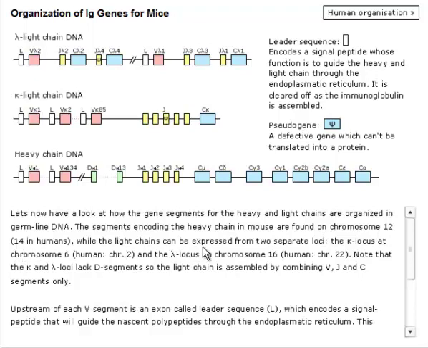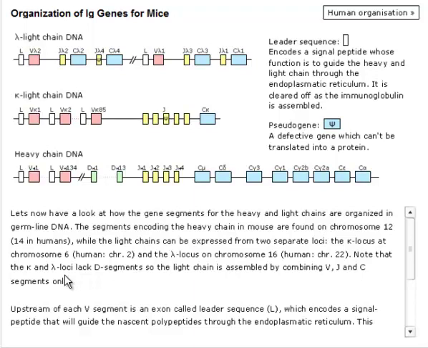And then again, the light chains can be expressed by two separate loci. And one is found on chromosome 6 in the mouse. This is the kappa locus. This would be found on chromosome 2 in the humans. And the lambda locus on chromosome 16, which would correspond to chromosome 22 in the humans.